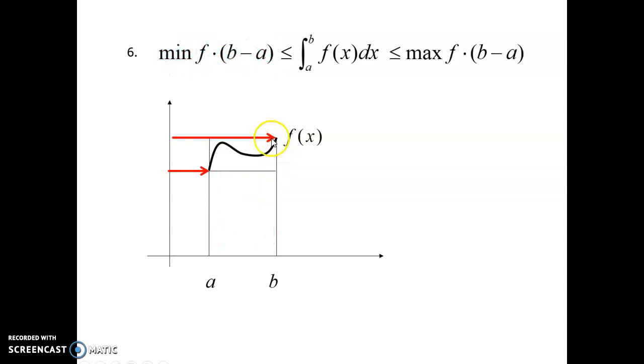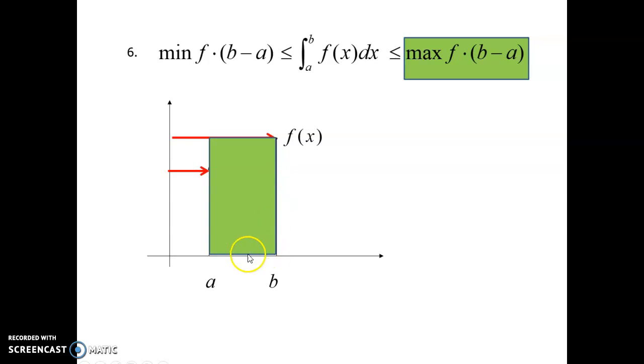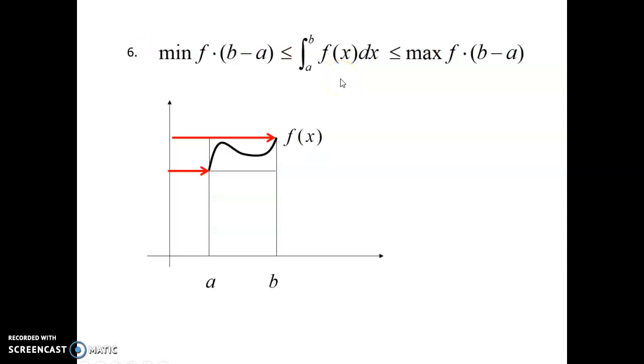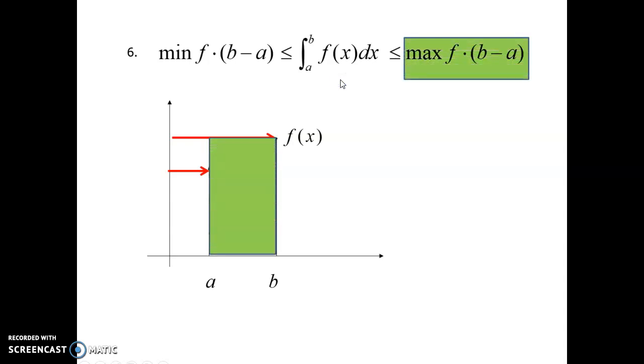So here we have the maximum value of the function over the interval from a to b. That will be that area. So what is this saying? This is saying that the area from a to b is somewhere between the minimum value over the interval and the maximum value over the interval. So the area from a to b is somewhere between those two rectangles, which makes sense.